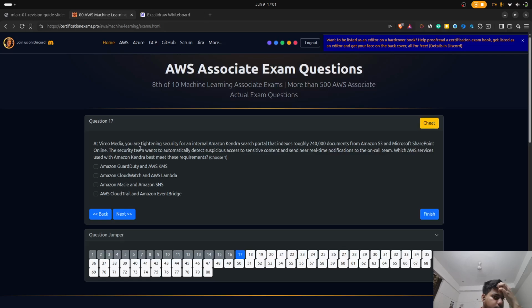At a video media company, we are tightening security for an internal Amazon Kendra search portal that indexes roughly 240,000 documents from Amazon S3 and Microsoft SharePoint Online. The security team wants to automatically detect suspicious access to sensitive content and send near real-time notifications to the on-call team.